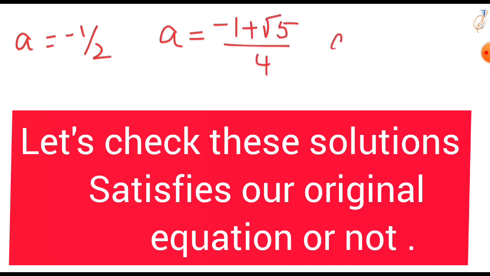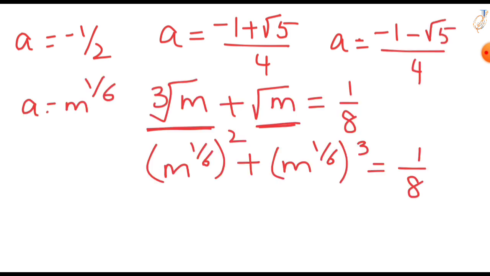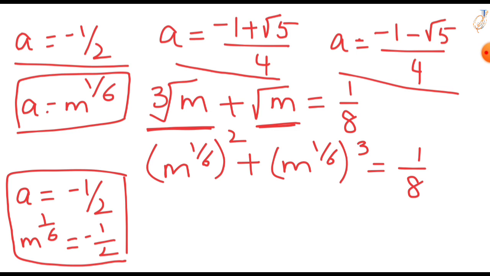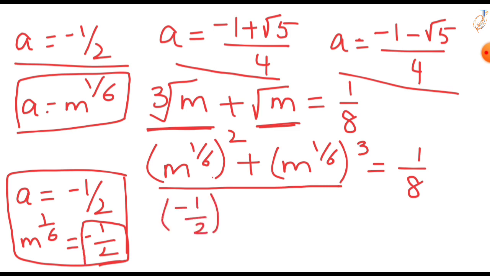And the third solution is minus 1 minus root 5 by 4. Let's go and check whether these solutions satisfy our original equation or not. Let's take the first one, a equal to minus 1 by 2. Let's take the LHS in the original equation. This is our LHS. M power 1 by 6, we can write it as minus 1 by 2. So that means minus 1 by 2 whole square plus minus 1 by 2 whole cube.